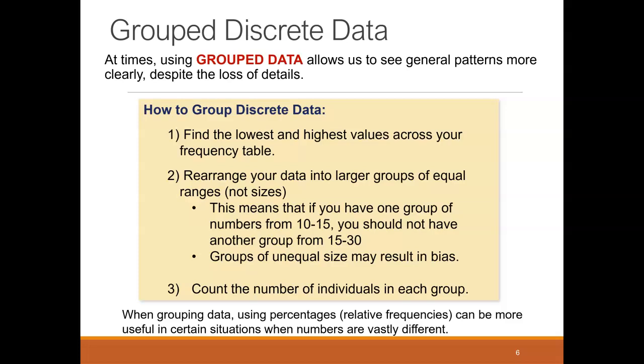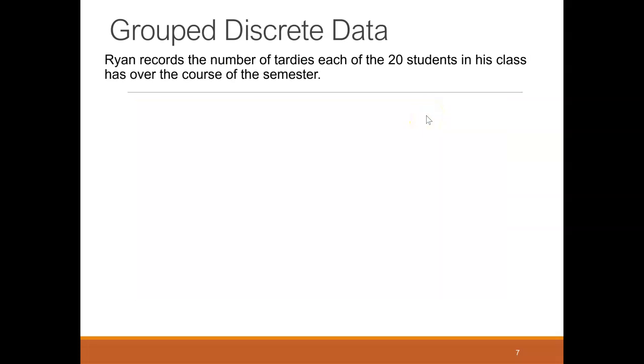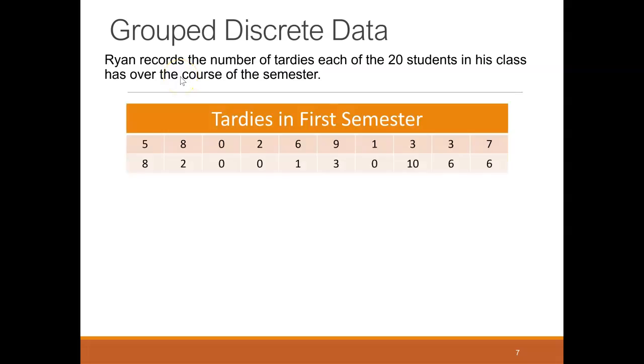And when grouping, using percentages, i.e. relative frequency, can be useful, especially in situations where the counts in your groups are very different. So an example here: Ryan records the number of tardies each of the 20 students in his class has over the course of the semester.